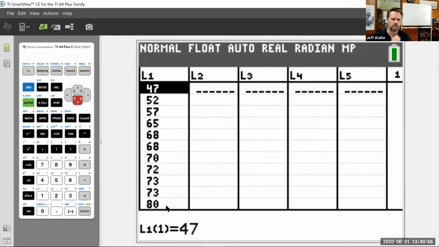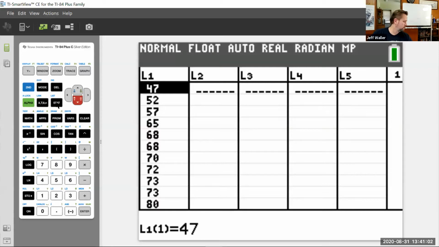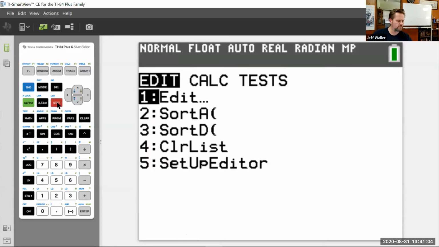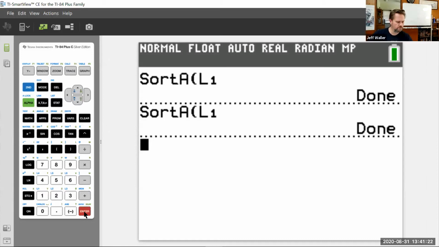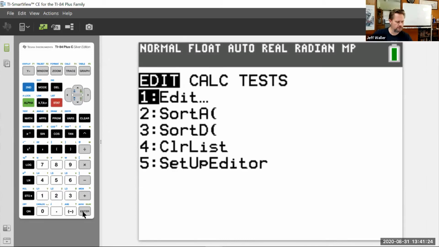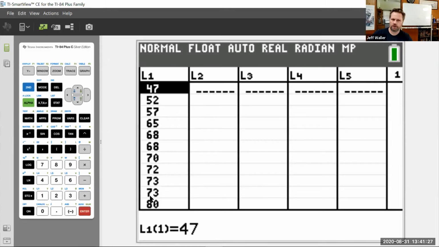Can you show that again? Oh, how to do the sort? I guess, right? Yes. You hit stat and then sort. You can either scroll down to it or you just hit the number 2. And then you have to tell it which list. So second one to tell it list 1. So if I had a bunch of lists of data, I can tell it which list to sort. And then you got to go back into your list stat edit, and now your list is in order.